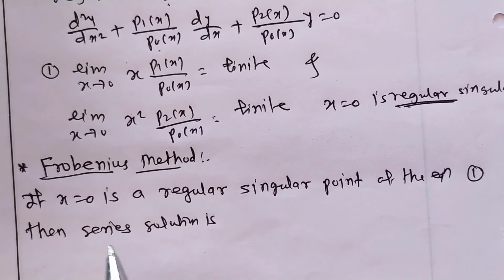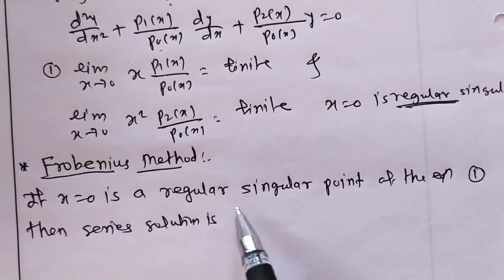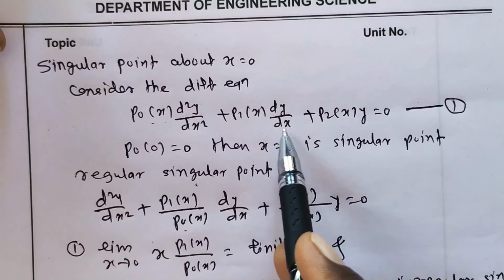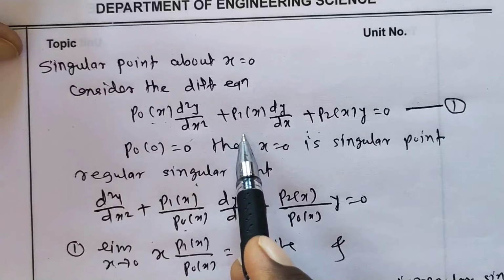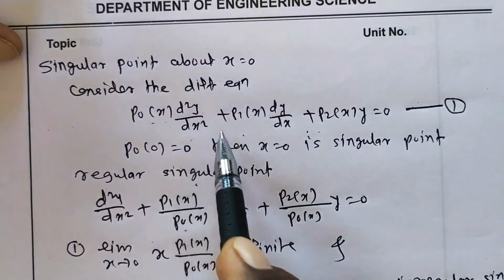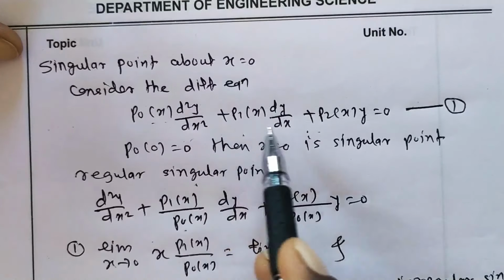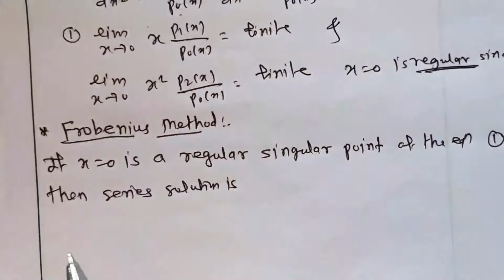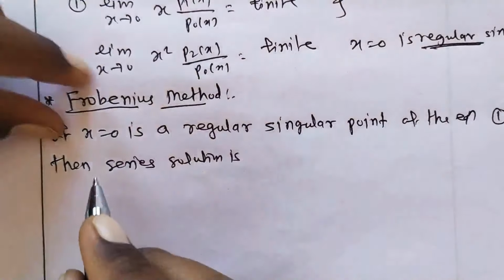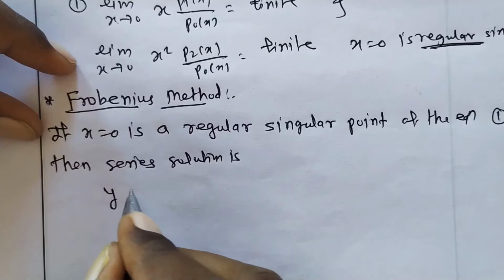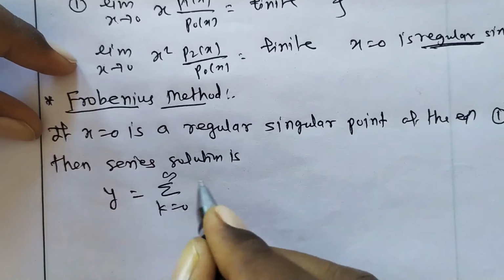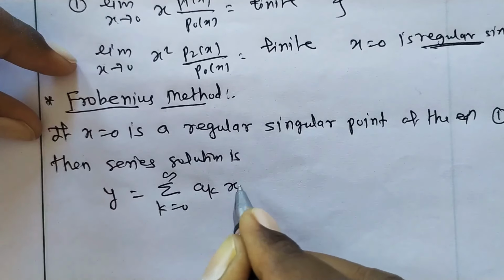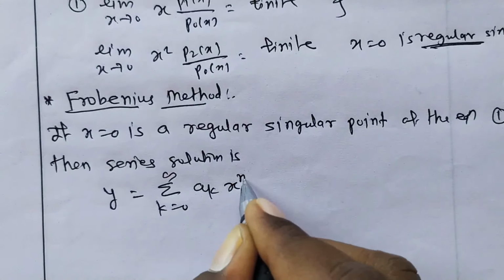Now what is Frobenius method? If x equal to 0 is a regular singular point of equation 1, which is our given linear differential equation with variable coefficient, and we have to find the series solution of this, then how do we take its series solution? We take the series solution of equation 1 as y is equal to summation of k varies from 0 to infinity a_k into x raised to m plus k.